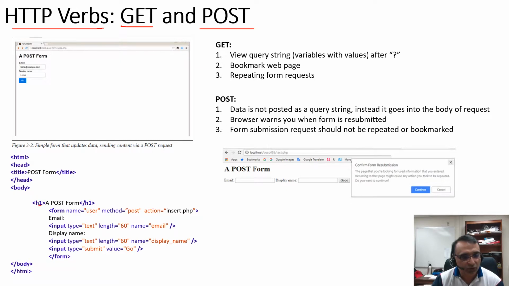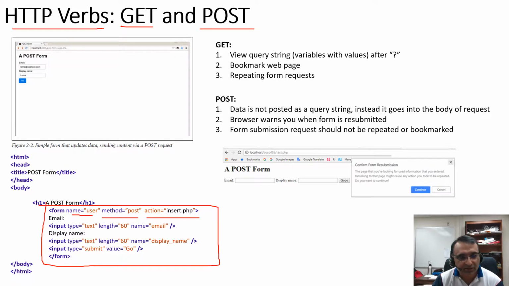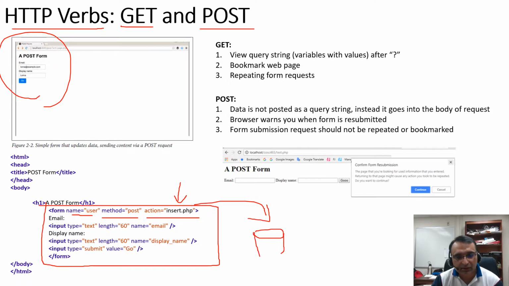So I'm hopeful that you already have understanding of form. This is how it works. We have a form and it has a name, user, method post, and action insert. It means we will post this form data into insert.php, and insert.php will put this data in our MySQL DB. Okay, this is what we are going to do. So we have just a few elements here, email and display name, and another is go button.